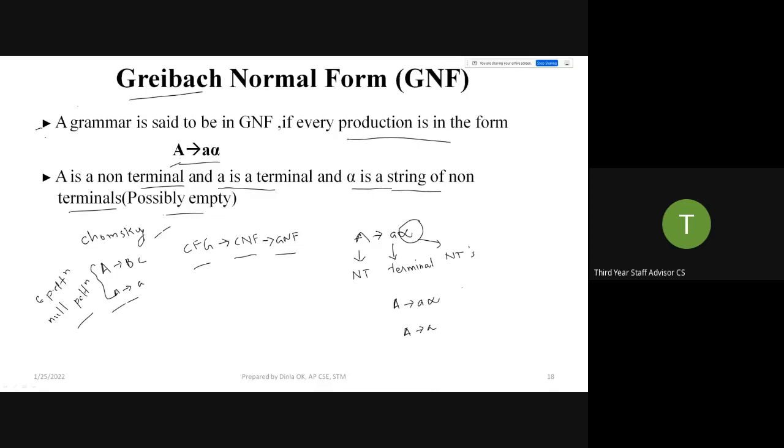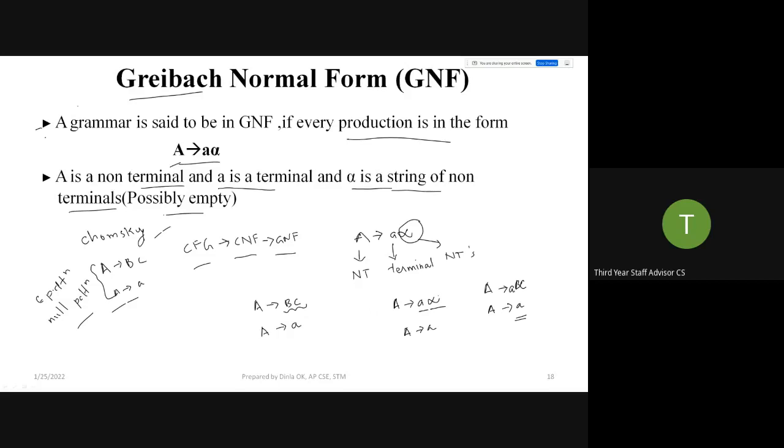Okay, അപ്പോൾ നമുക്ക് എങ്ങനെ വരാം? A implies a BC ഫോമിൽ വരാം, അല്ലെങ്കിൽ terminal followed by a set of non-terminals വരാം, അല്ലെങ്കിൽ എന്താ വരാം? We can have just a terminal symbol at the right hand side. Clear? So what will be the difference between a Chomsky and a Greibach? Chomsky നമ്മൾ എന്താ പറഞ്ഞത്? A implies BC means here we can have only two non-terminals, or we can have a single terminal at the right hand side. But here ഇവിടെ എന്താ വരുന്നത്? It must have a terminal followed by a set of non-terminals.